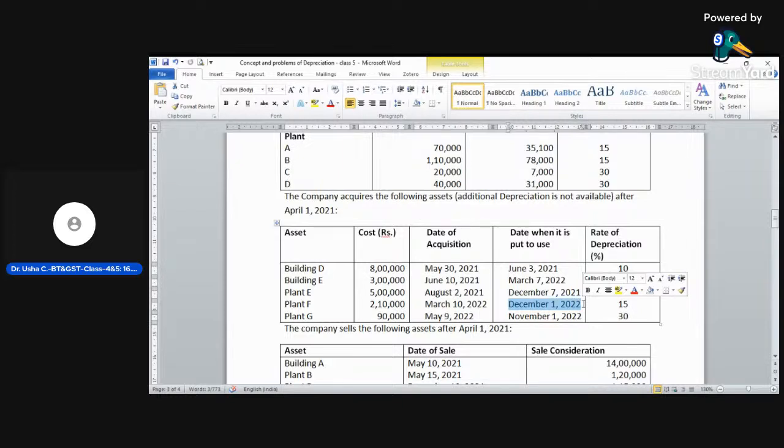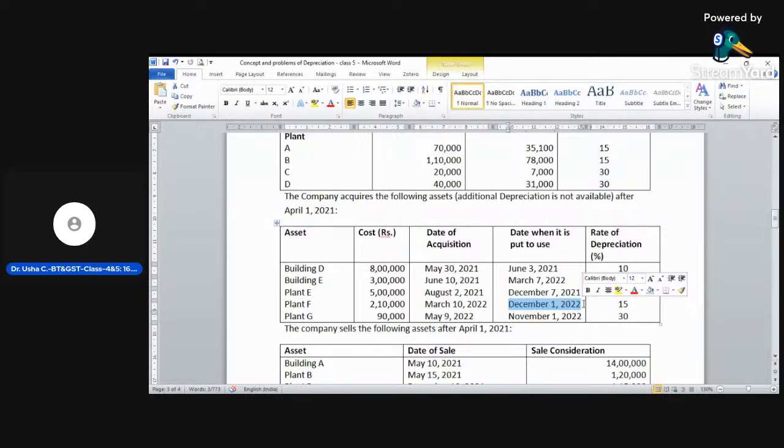succeeding year, the full rate of depreciation will be charged and the concept of 180 days will not be taken into consideration in the next year. That 180 days concept is applicable only in the year of purchase. Let us work out this, taken into consideration for the calculation.